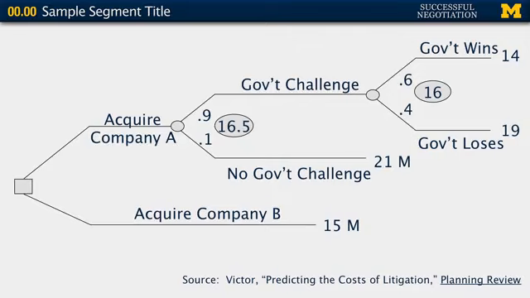And then you plug in your numbers. 90% chance the government will challenge, 10% chance no challenge. 60% chance the government will win, 40% chance government loses. If the government wins, the value drops to $14 million. Even if the government loses, the value does drop a little to $19 million. Whereas if there's no government challenge, Company A is worth $21 million. So you plug in the numbers, and then you do your weighted average calculation. 60% of 14 plus 40% of 19 is 16. 90% of 16 plus 10% of 21 is 16.5.